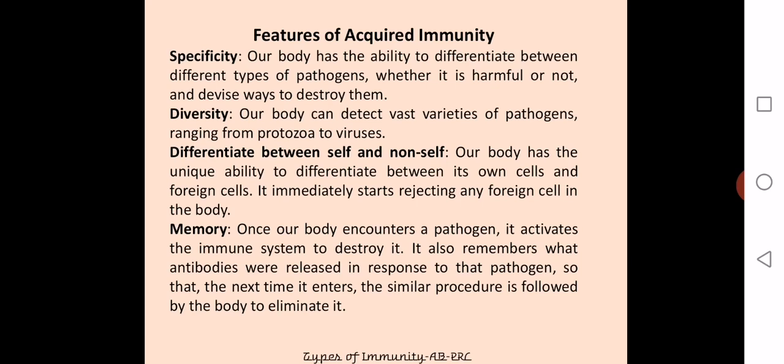So the various specific features, like specificity is one of the important features, then diversity is a feature, then the ability to differentiate self and non-self, then also the memory. These are the four different features of acquired immunity compared to that of innate immunity. I'm not going to explain all this again.